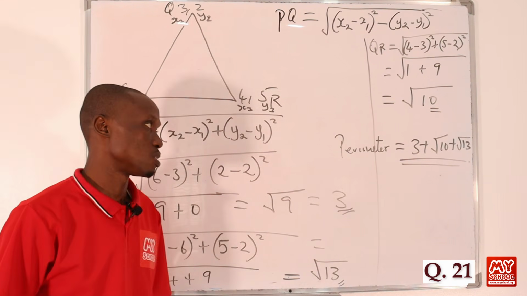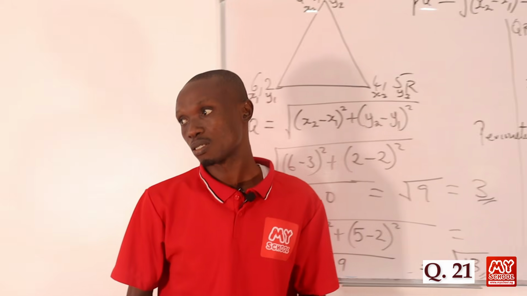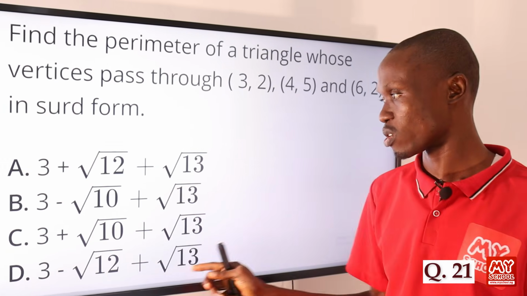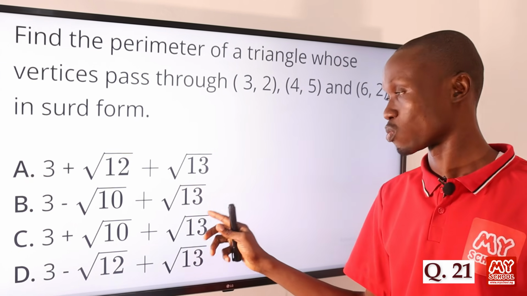So let's return back to the screen to pick the correct answer to this question. Okay, and that makes option C the correct answer to this question: 3 plus root 10 plus root 13.